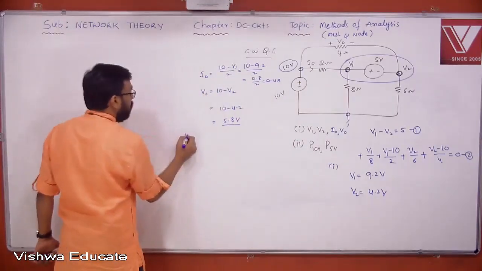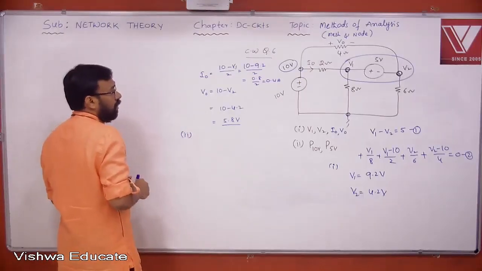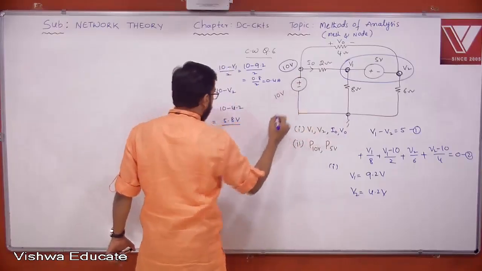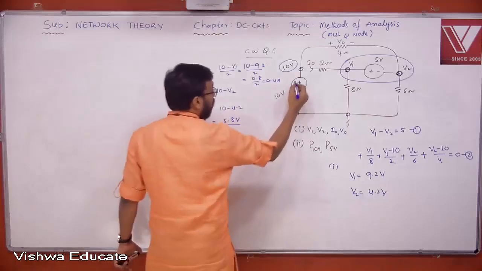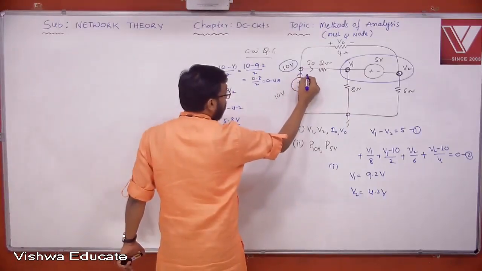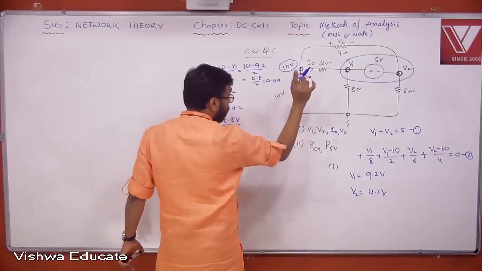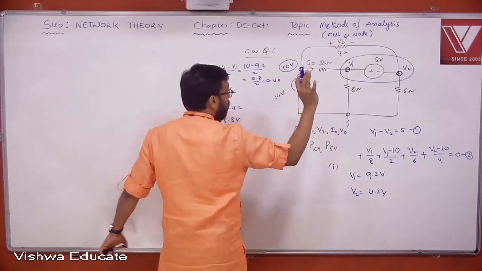But the second question is the power. Power we need to find. What is the power actually you need to find? To find the power, you require current here, right? Yes or no? Power of 10 volts, let us say. For that, you require current through 10 volts. Assume some current. Okay? You can ask me, sir, what is the direction? Random. Okay? Randomly, I'm picking up the current direction. Doesn't matter what will happen.